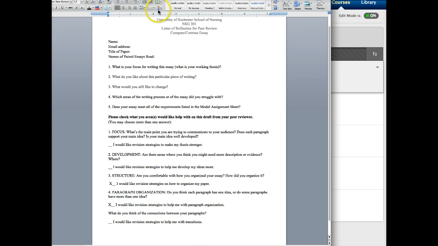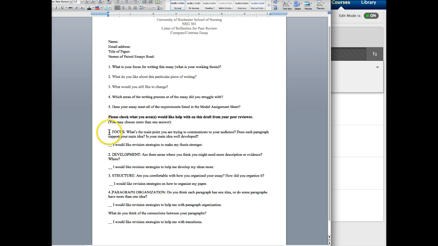So this is completely up to the author and what the author feels like she really wants to focus on. And your job as the peer reviewer is to listen. So if someone says, I really want help on my focus, then that's the feedback that you give them. You don't give them information on paragraph organization if that's not what they're asking for.